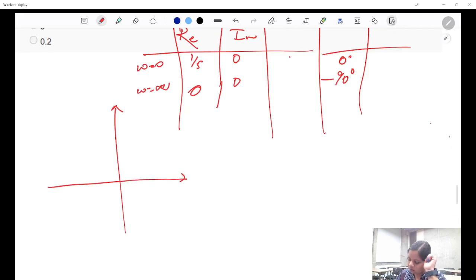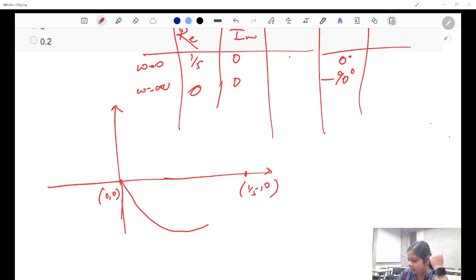Okay, so when you plot, let's see what would happen. This is 0 comma 0 and this is 1 by 5 comma 0. The circle is going to lie between them. This is at omega equal to 0, and this is when omega tends to infinity. So the direction of this Nyquist plot is from here to here.